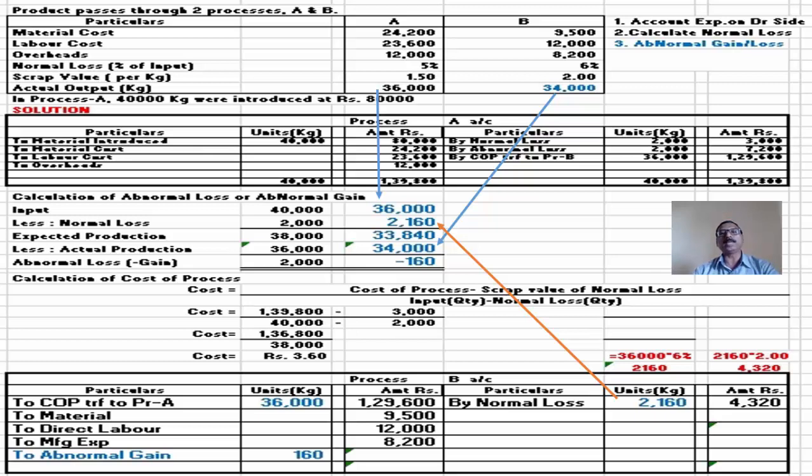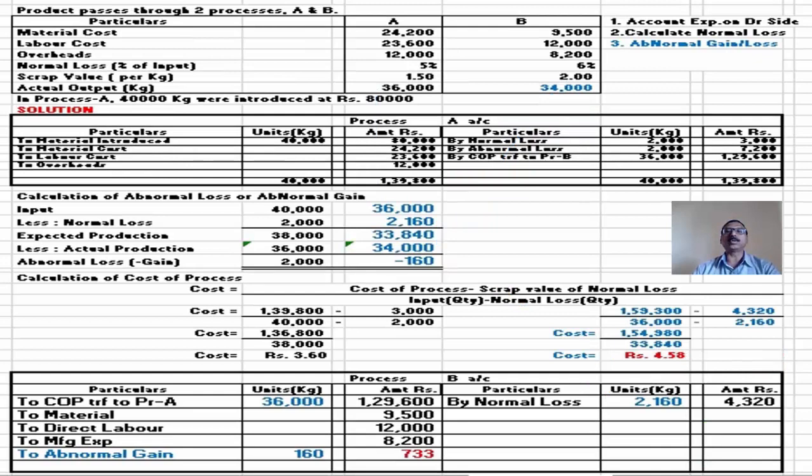And if there is an abnormal gain, it will appear on the debit side of the process B account. If abnormal loss is there, it appears on the credit side, whereas if abnormal gain, then it appears on the debit side. So on the debit side we have written to abnormal gain, quantity column 160. Now we are required to work out the amount also. The same formula we are going to use for this: cost of the process minus scrap value of normal loss, whole divided by input quantity minus normal loss quantity. Now here you can see the figures.